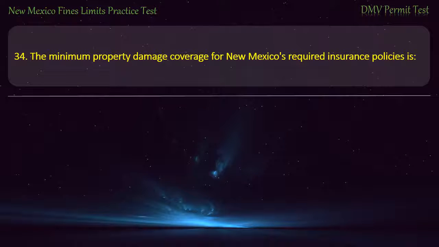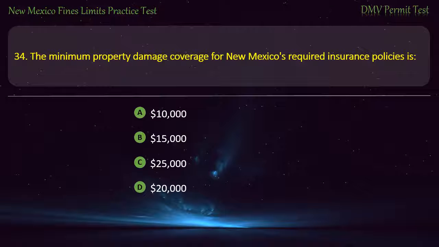Question 34. The minimum property damage coverage for New Mexico's required insurance policies is $10,000, $15,000, $25,000, $20,000. Answer. $10,000.